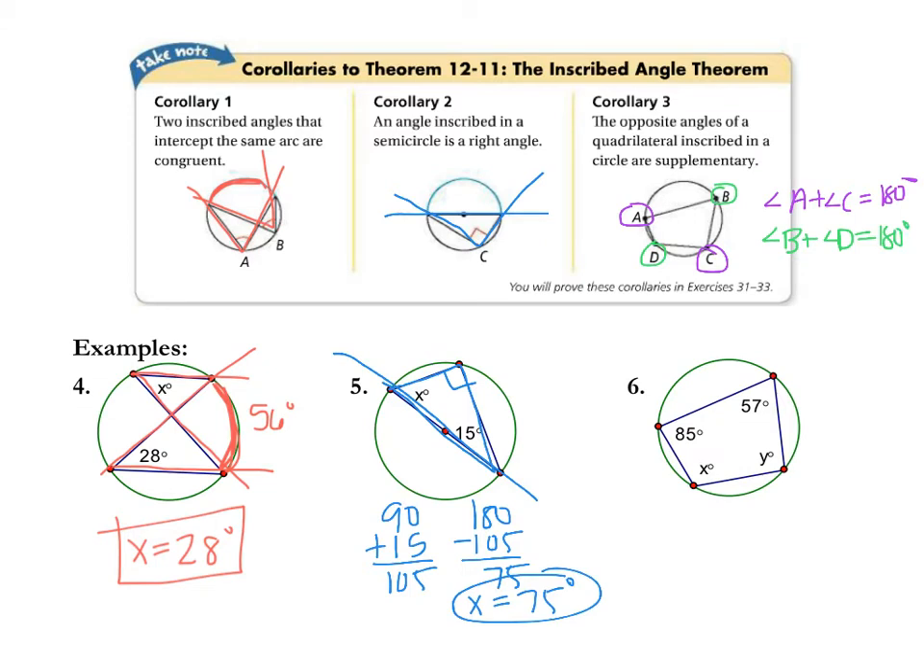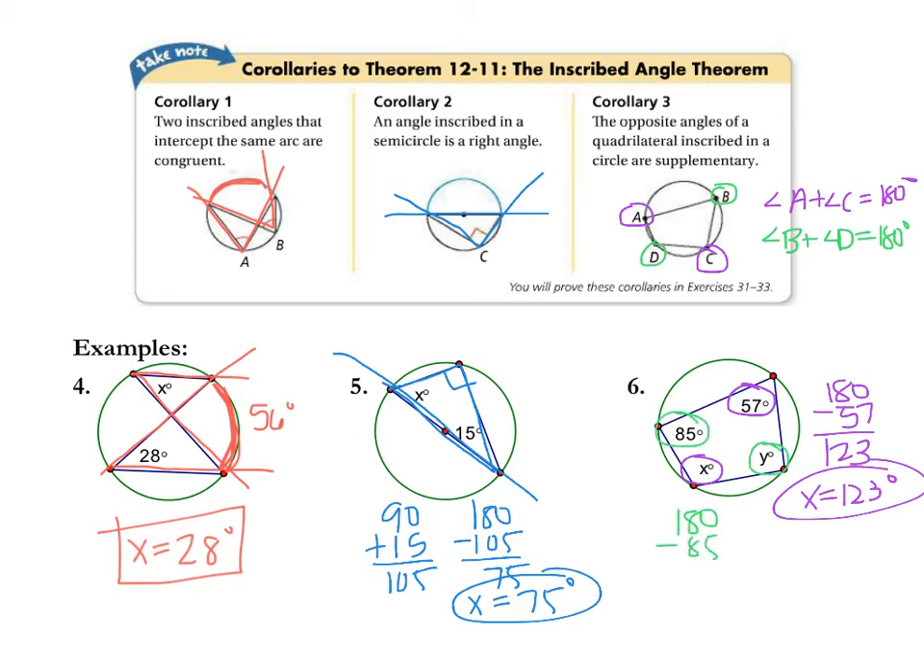So looking at number 6, if I want to find angle X in the picture, I know that it's going to partner up with the one that's across from it, its opposite angle, and I can do 180 minus 57, and that tells me that X is 123. And then if I want to find Y, I partner that up with the one that's across from it, and those are supplementary, so it's going to be 180 minus 85. That's 95, so Y is equal to 95 degrees. Okay?